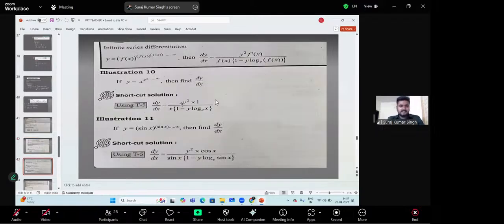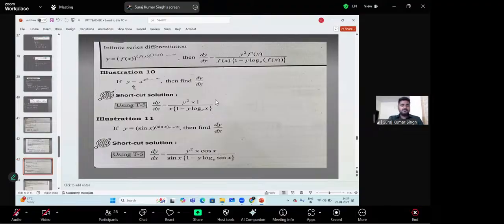Let us see one infinite series. Here is also one shortcut. For f of x to the power f of x to the power f of x going to infinity, if we take log, it will be very tough. If we take this as y, x to the power y, again you take the log, and again it will spend time. So better we say dy by dx equals y square into f dash x, whole by f of x into 1 minus y into log of f x.